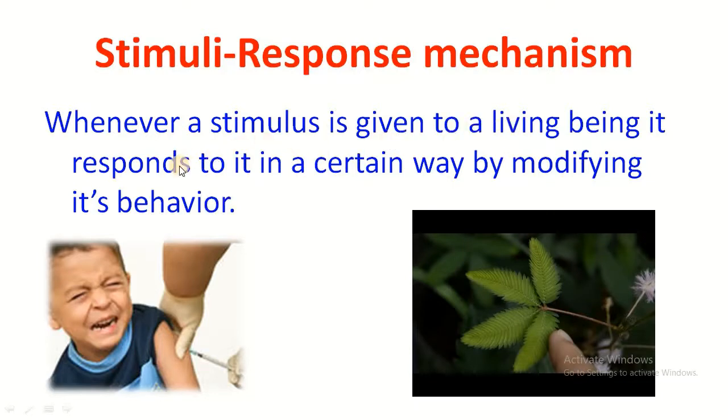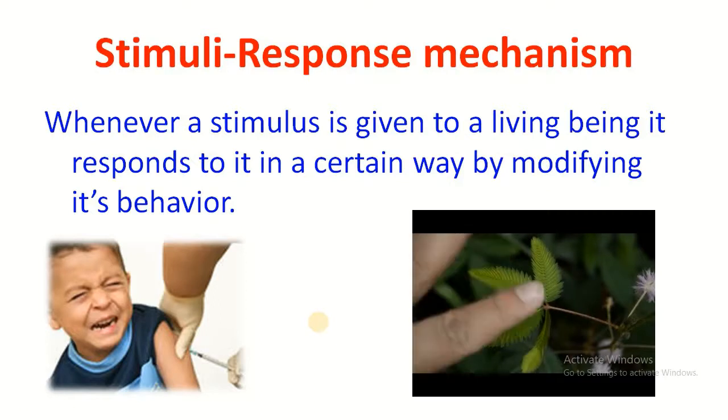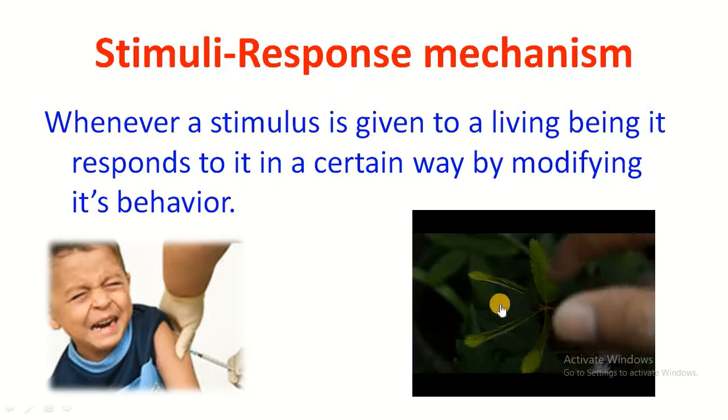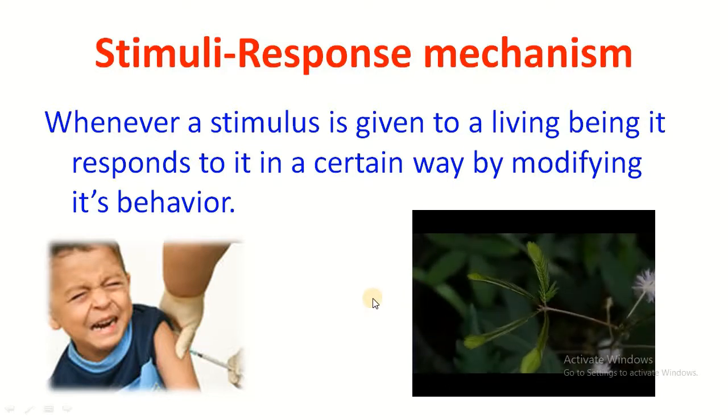Stimuli response mechanism, which is our next parameter, means whenever a stimulus is given to a living being, it responds to it in a certain way by modifying its behavior. We can see here in both cases, the child and the touch me not plant, both are responding to the external stimuli accordingly. In the case of the child, the external stimulus is pain, so the child is responding to this stimulus in a certain way. And the touch me not plant is also responding to the external stimulus of touch by modifying its behavior. So we can say that plants also have the stimuli response mechanism, which makes them living so far.